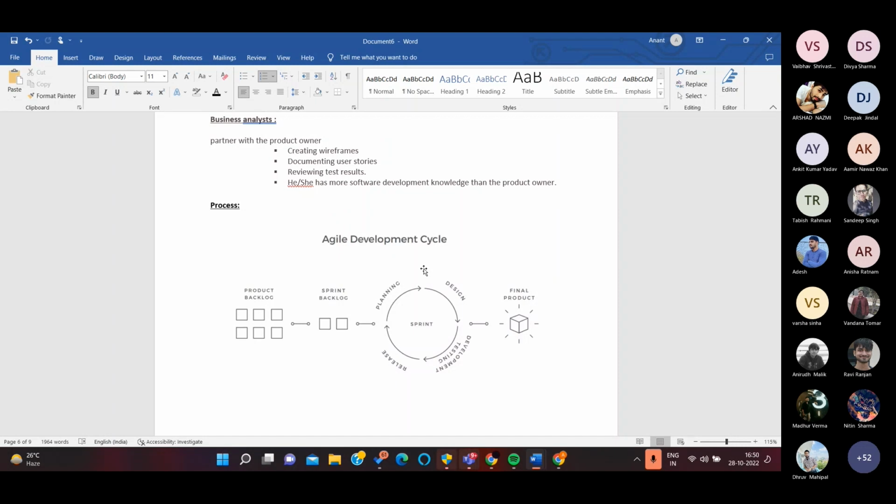Anant, over to you. Yes. Also, that is one of the things I discussed in the Agile Manifesto. I guess that brings more clarity: human interactions over processes and tools.